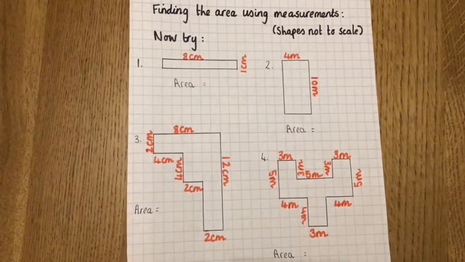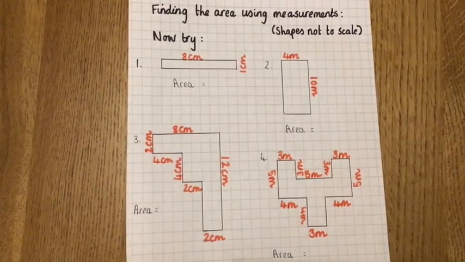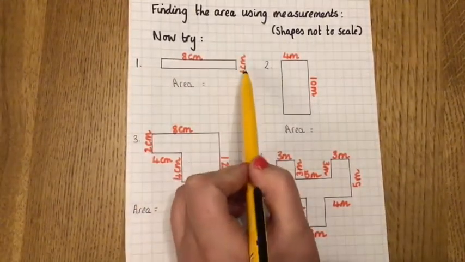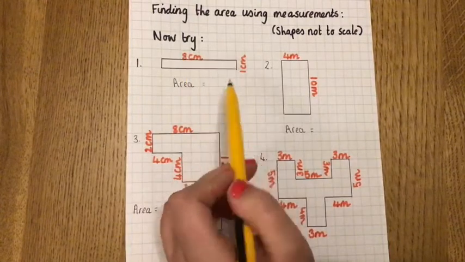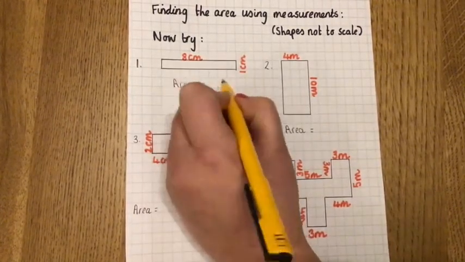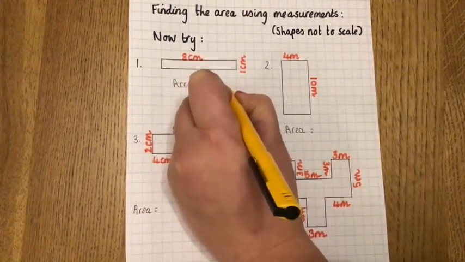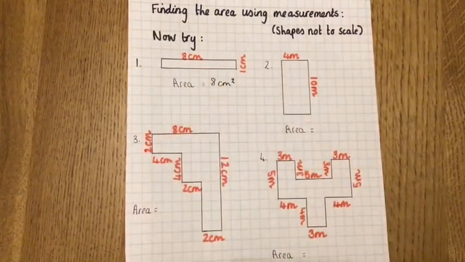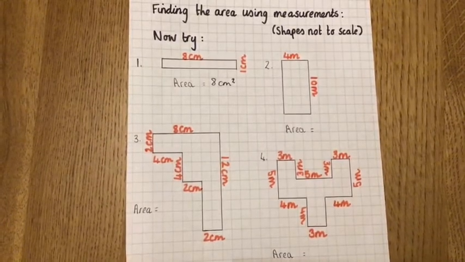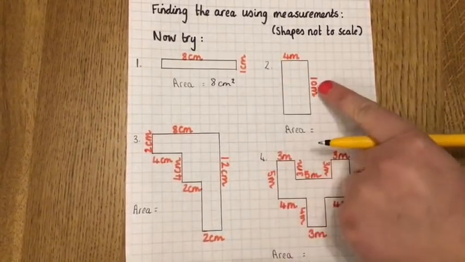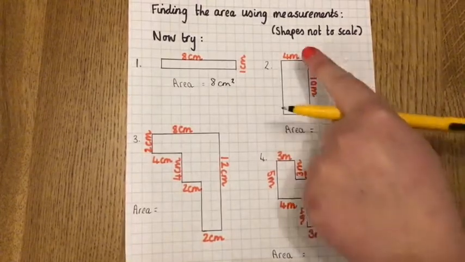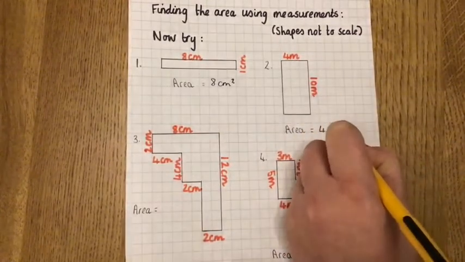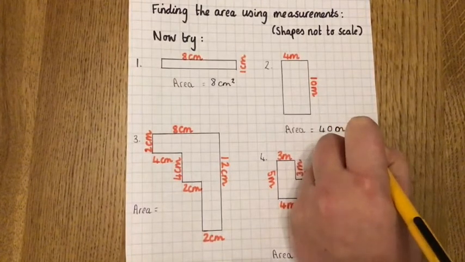Okay, hopefully you've had a go at that. So the first one then, nice and simple one, I've got 8 times 1. So the length times the width, 8 times 1 is 8 centimetres squared. Don't forget that unit of measure. Okay, shape number 2 then. An easy one again. Length times the width, so I've got 4 times 10. So the area is going to be 40 metres squared that time.